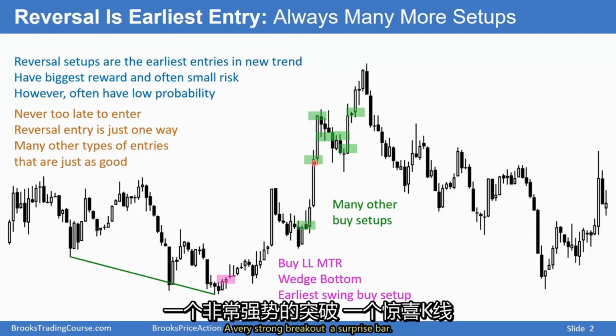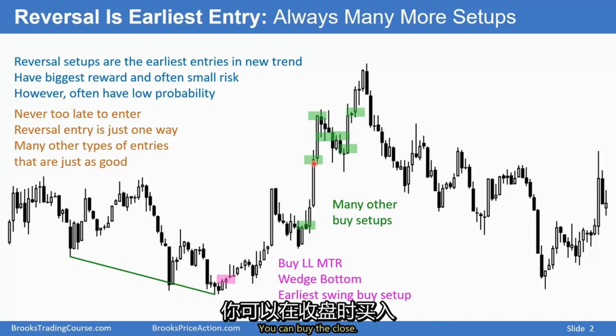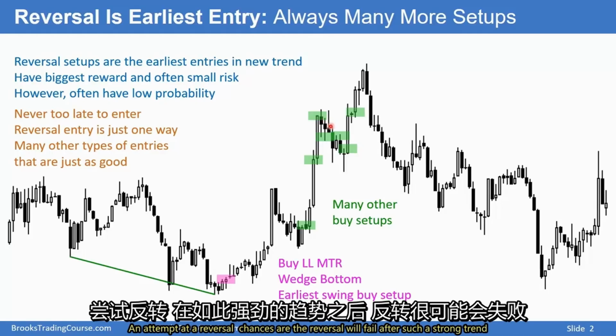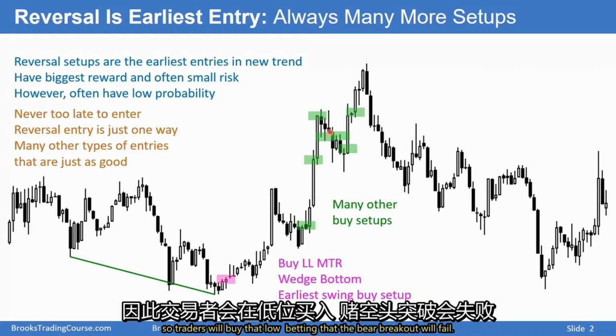A very strong breakout, a surprise bar. Surprise bars usually have follow-through. You can buy the close. Strong follow-through bar. The odds are we're going higher. An attempt at a reversal. Chances are the reversal will fail after such a strong trend. So traders will buy that low, betting that the bear breakout will fail.